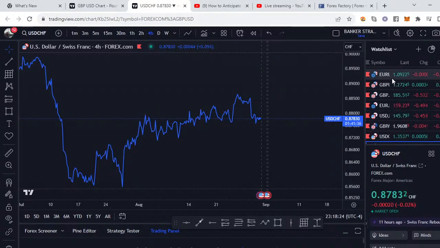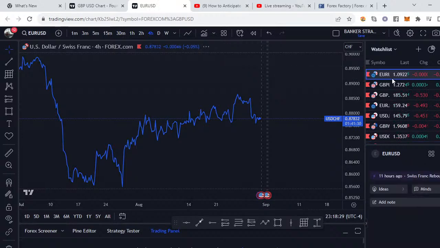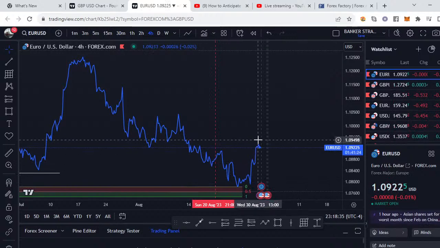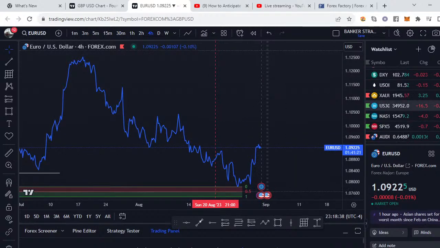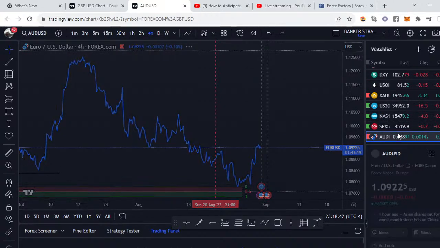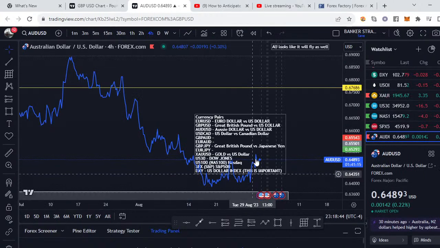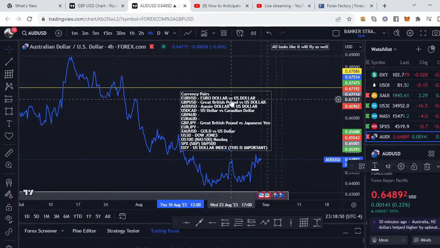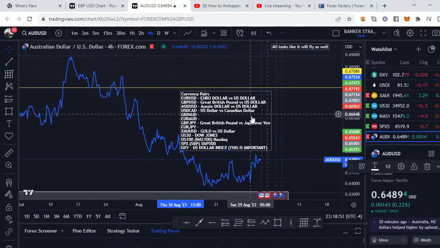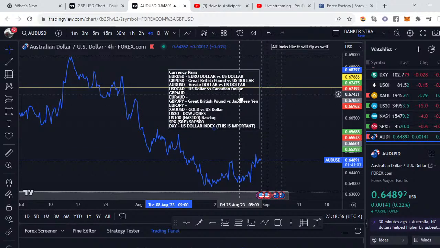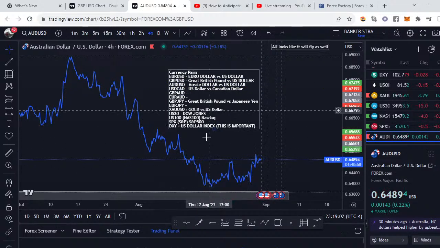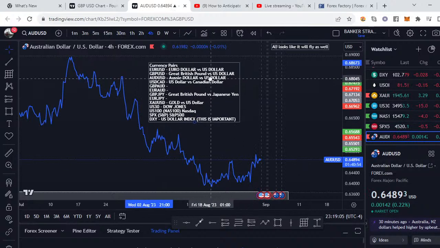Now, if the dollar is going down, what is the Euro USD doing? It's going up. AUD USD going up. Ah, there we go. Please take a picture of this. Let me take that off. All right, take a picture of that. Screenshot it. Do what you need to do, please.